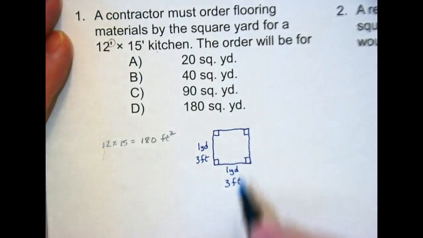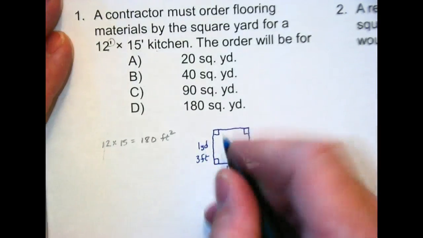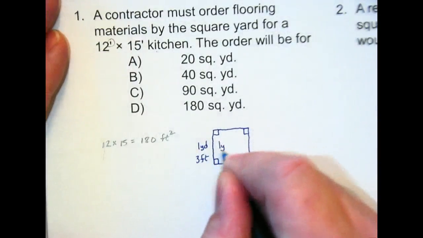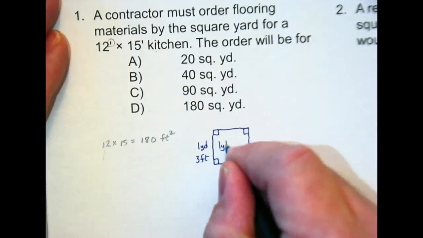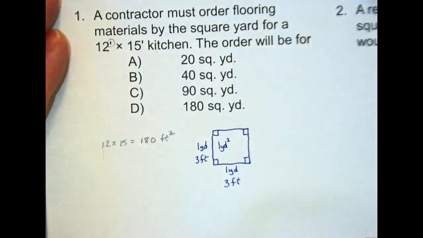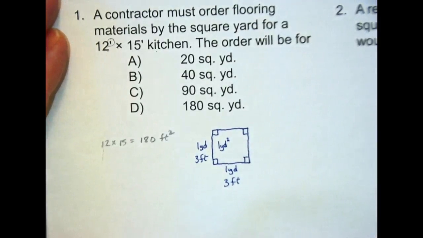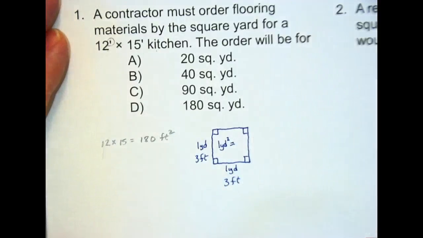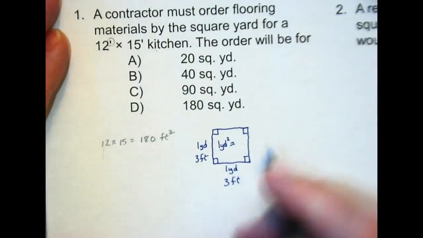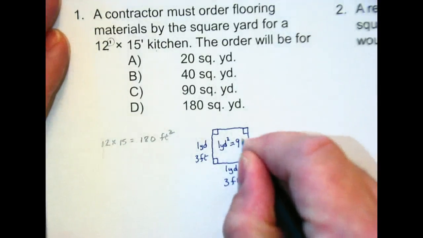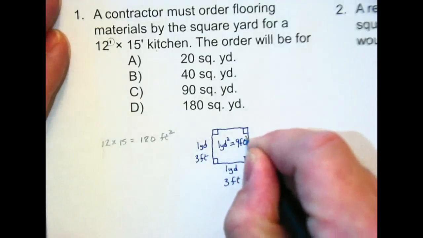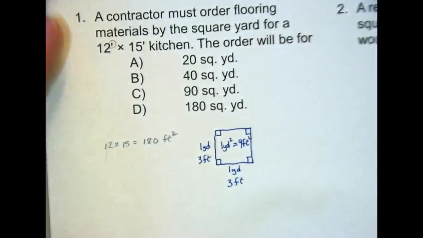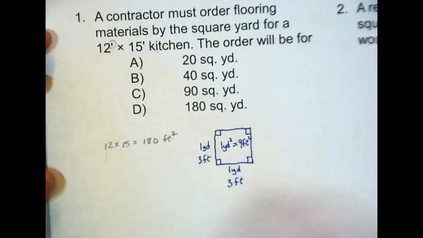Okay, well, that means 1 times 1 square yard, which we write like that, 1 square yard is actually how many square feet? 3 times 3, or 9 square feet. Okay, now we have a conversion. We know that for every 1 square yard you have 9 square feet. You kind of have a visual of it.